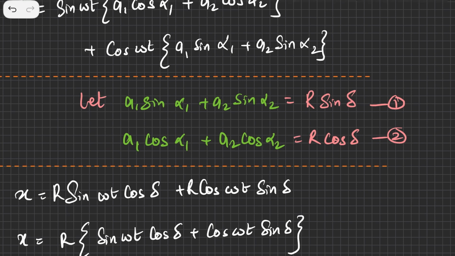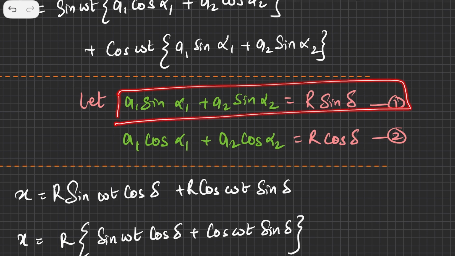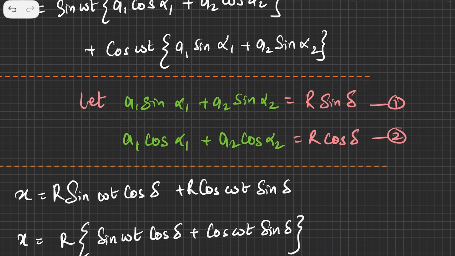At one point I was not able to solve further, so I have assumed that a1 sine alpha 1 plus a2 sine alpha 2 equals r sine delta, and a1 cos alpha 1 plus a2 cos alpha 2 is equal to r cos delta. So in order to find r, in the equation of r I am not supposed to have a delta. So in order to cut this delta, we have some process.